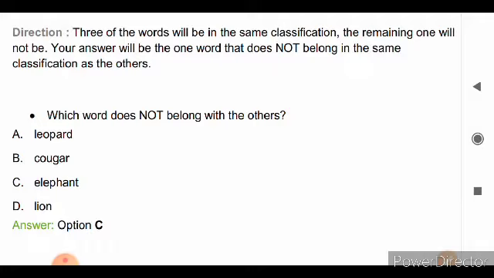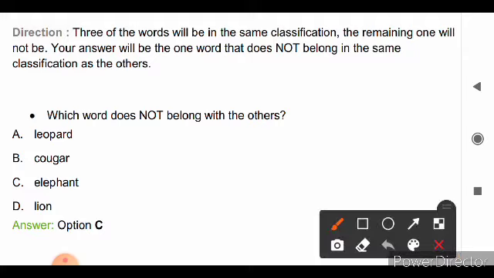The question is: directions for the question. Three of the words will be in the same classification, and the remaining one will not be. Your answer will be the one word that does not belong in the same classification as the others. So the question is, which word does not belong with the others? Options are leopard, cougar, elephant and lion.